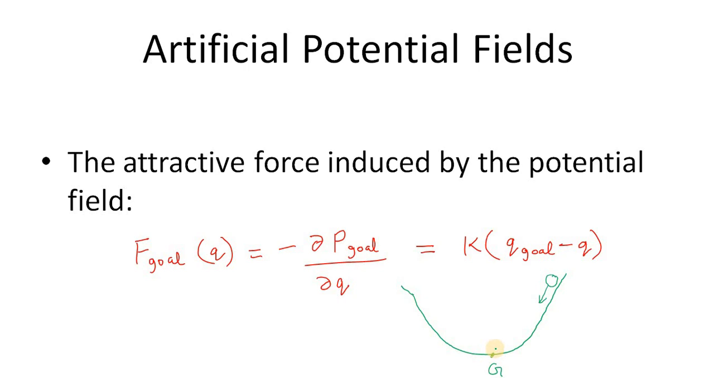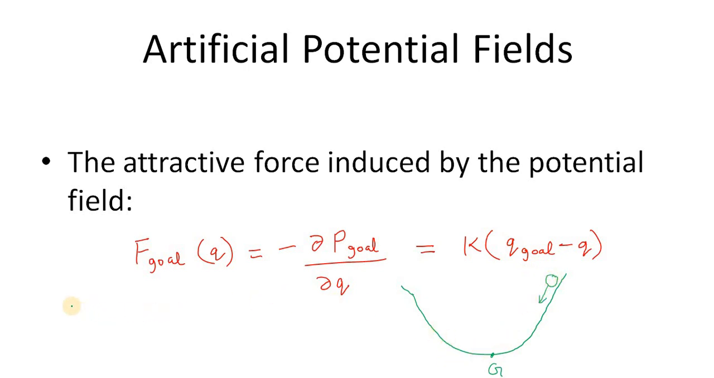toward the goal. The value of this force will be the partial derivative of the potential function, or the virtual potential function, and this comes out as K multiplied by Q goal minus Q. So Q goal is the location of your goal and Q is the location of your object. So that's how we make an artificial attractive potential, or artificial potential force, that attracts the robot toward the goal.